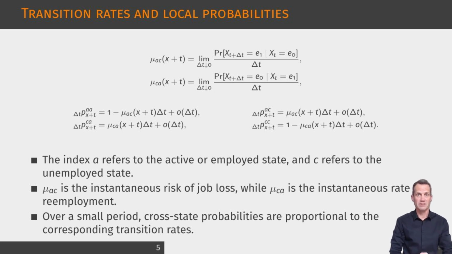It measures the instantaneous risk that an employed insured becomes unemployed immediately after age X plus T. The second one is the re-employment rate. It measures the instantaneous chance that an unemployed insured returns to employment immediately after that same age. These rates must not be interpreted as probabilities over a finite period. They are local intensities conditional on the state occupied just before the transition.